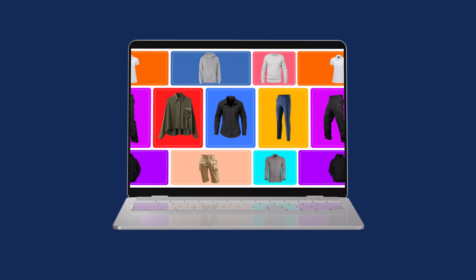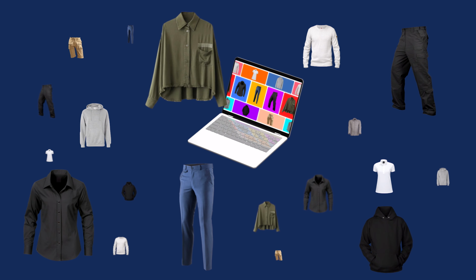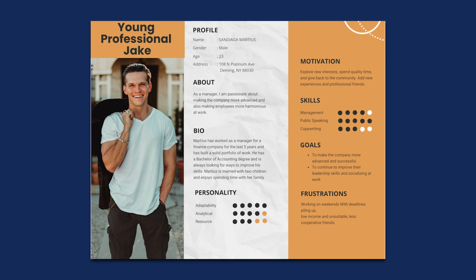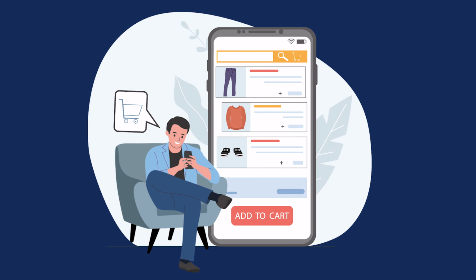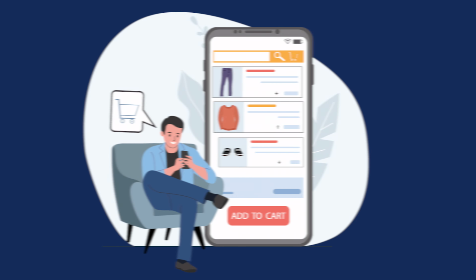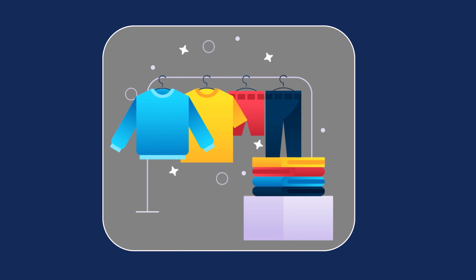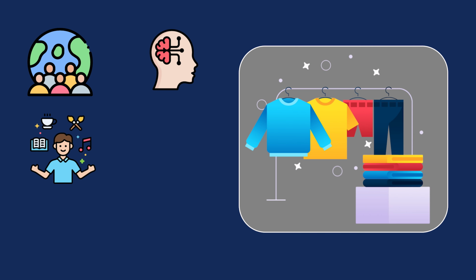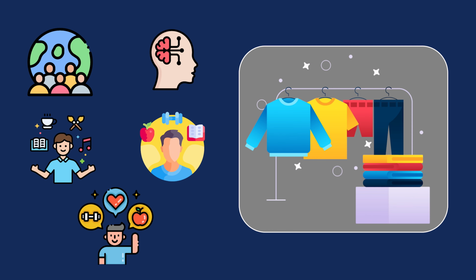Imagine a clothing brand that offers a range of trendy, urban-inspired fashion for young adults. To optimize their marketing strategy, they create a buyer persona named Young Professional Jake. This persona depicts the personality of their ideal customer. Now, the brand markets its clothing collection to suit Jake's demographics, psychographics, lifestyle, interests, and habits.